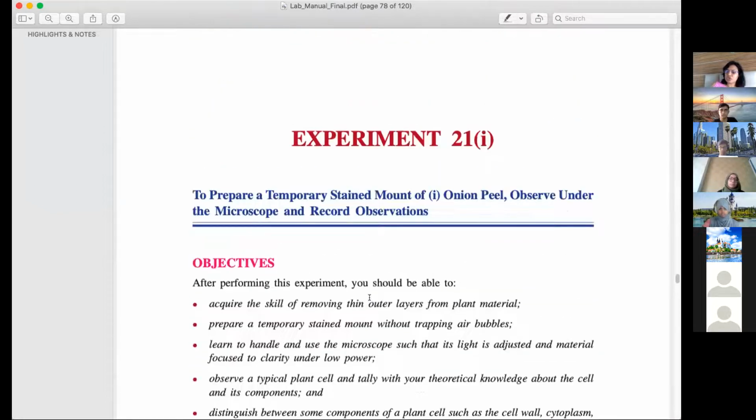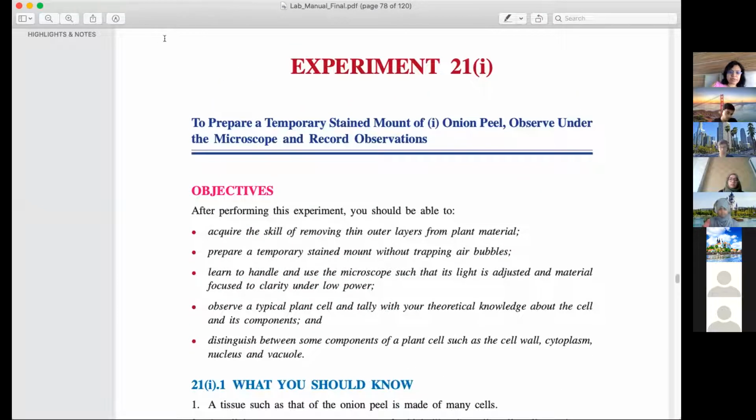Okay. This you do to prepare a temporary. इसमें ये हम क्या करते हैं? To prepare a temporary stained mount of onion peel, observe under the microscope and record observations. Okay. So ये वाला क्या, इसमें reading नहीं आती है. It is fixed. Means onion, you know, onion में white color का जो होता है. Remember onion peel में white skin is there ना? Have you seen? Yes or no?